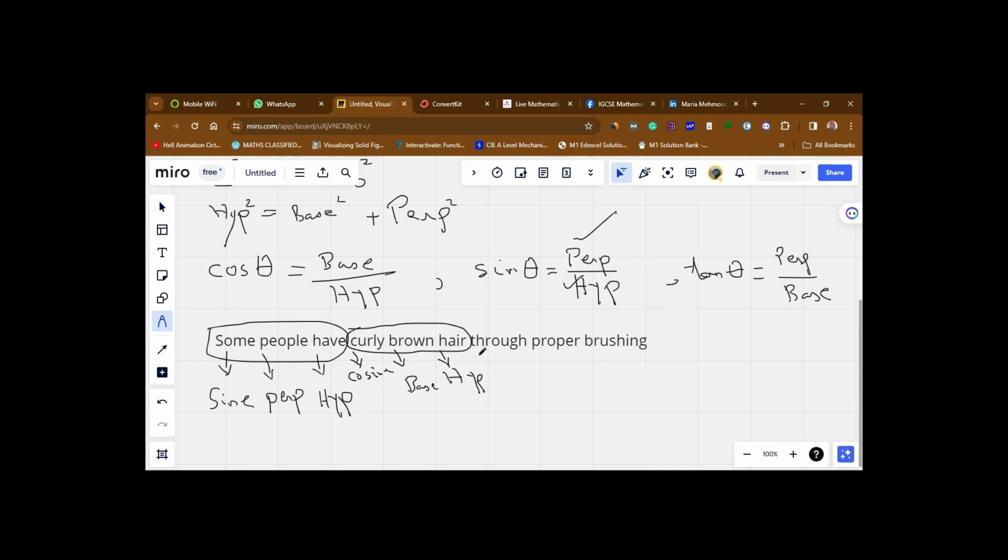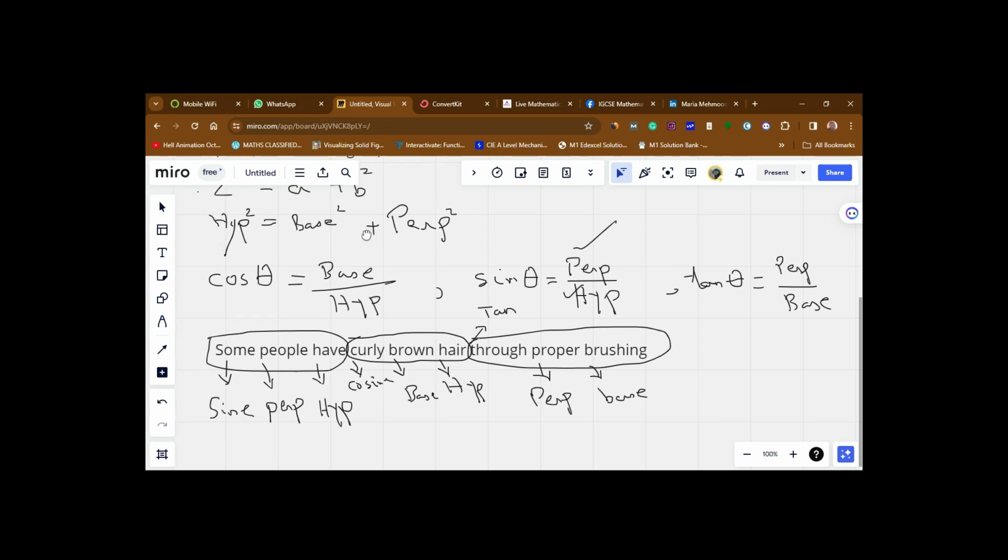Okay. Now similarly, this T represents tangent. Proper P represents perpendicular, and your B represents base. From here you can remember the tangent ratio, which is perpendicular upon base. So I hope this statement will help you in remembering the formulas. It's all about that.